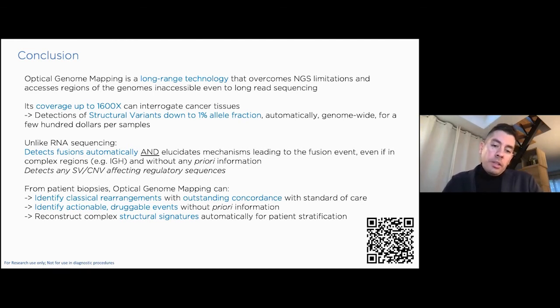From the different evaluations, we saw that optical genome mapping can identify classical rearrangements informative for patient diagnostic or risk stratification. It shows outstanding concordance with the standard of care, but at a much higher resolution. It can identify actionable, druggable events without a priori information often missed by conventional workflows, and it can also reconstruct complex structural signatures automatically without the need of a complex bioinformatic pipeline to run.